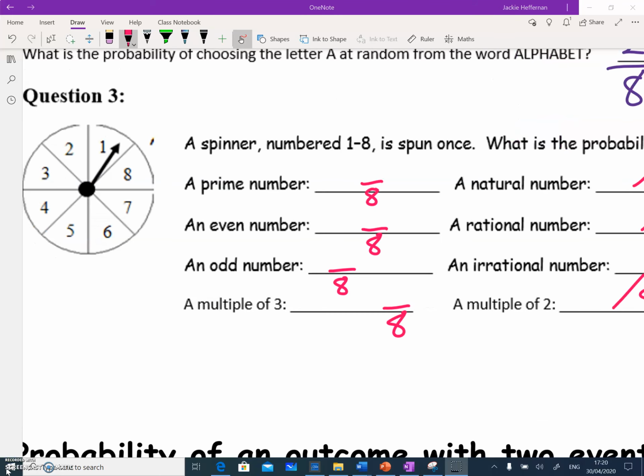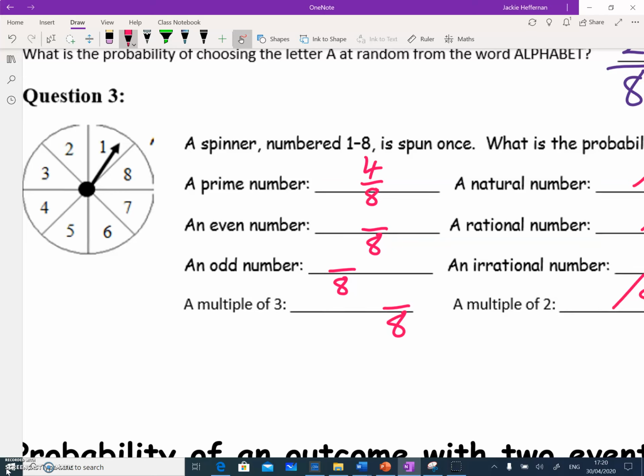Okay, so a prime number only has 2 factors, 1 and itself. So the very first prime number is 2. 1 is unique, it only has 1 factor, which is just itself. So 2, 3, 5, and 7 are all prime. So that's 4 over 8, which you can write down as a half.